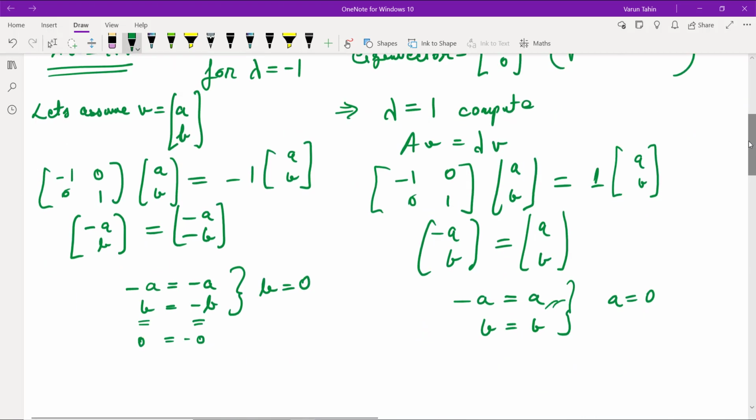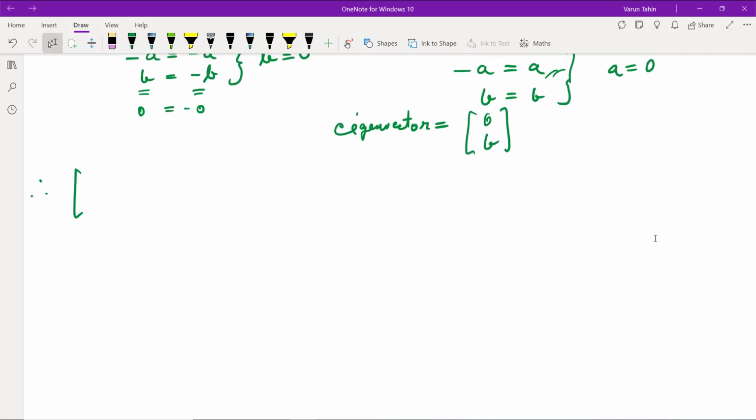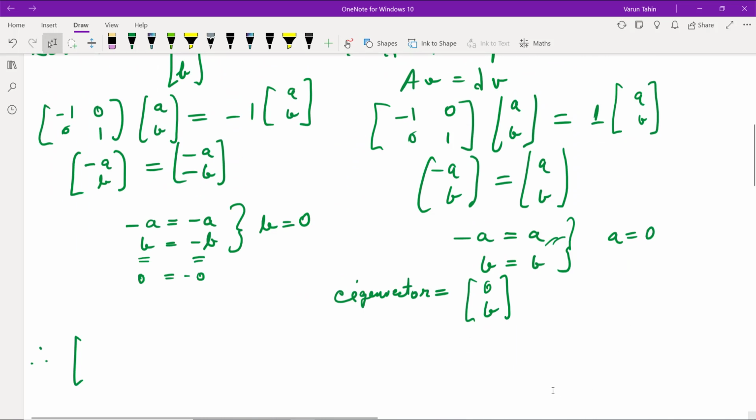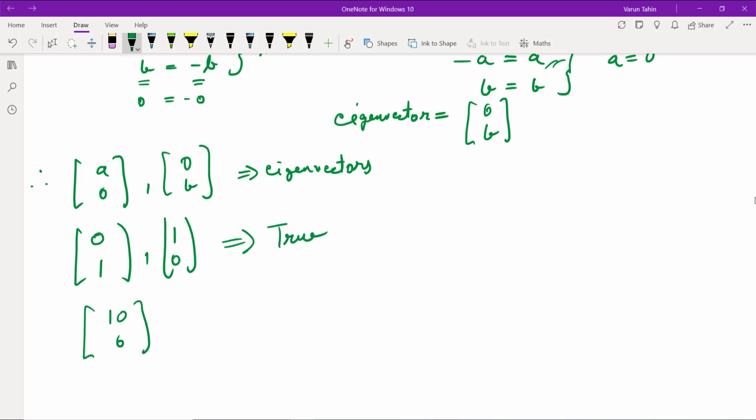Now here the eigenvector will be 0 and b, right? In short, we can say that we have got a0 as the first eigenvector and 0b as the second eigenvector, right? And we can put different values for it. So saying 0, 1 and 1, 0 as the eigenvectors also holds true, and saying 10, 0 and 0, minus 123 also holds true in this case.